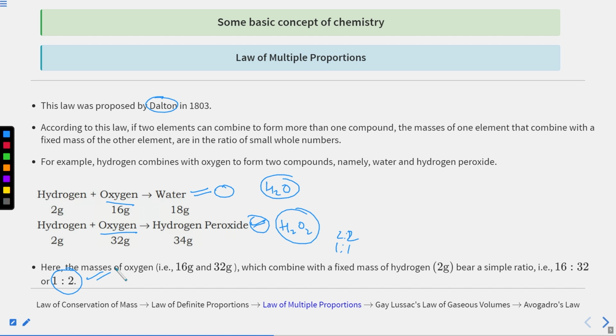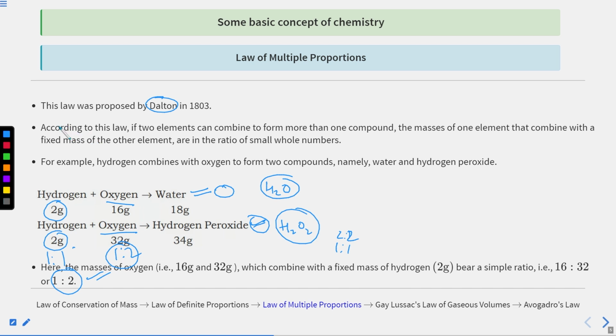If I summarize this, what I am saying is that if two reactants can react to form two different products, then the ratio of the reactants will always be in small whole numbers. So here also hydrogen and hydrogen, that is 2 gram and 2 gram. So 2 is to 2, that would give us 1 is to 1. So here also we got a ratio of simple whole numbers. Here also we get a ratio of simple whole numbers.